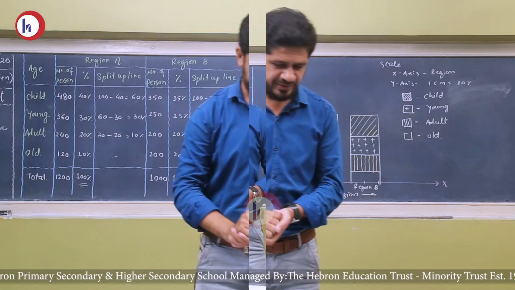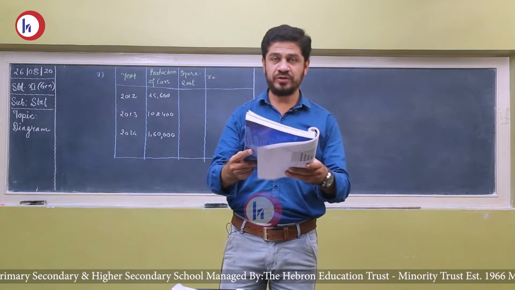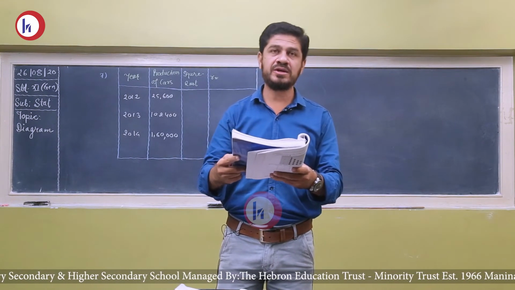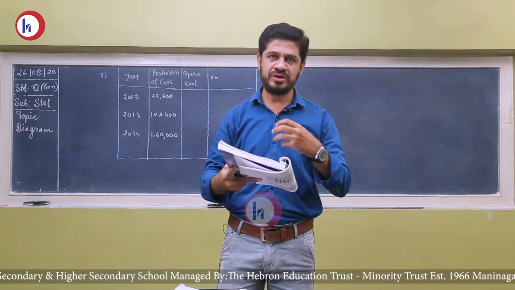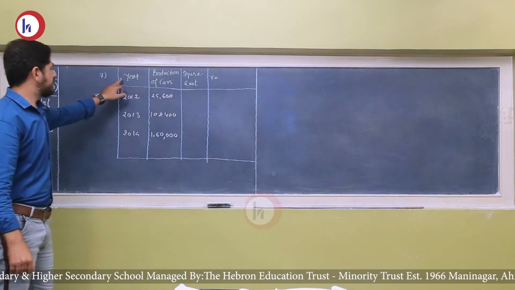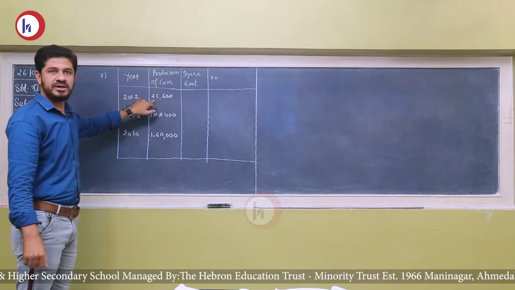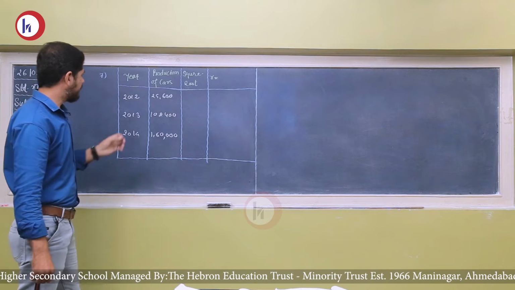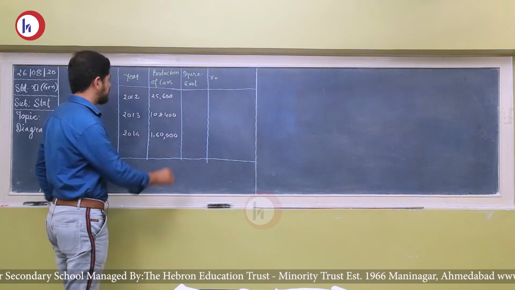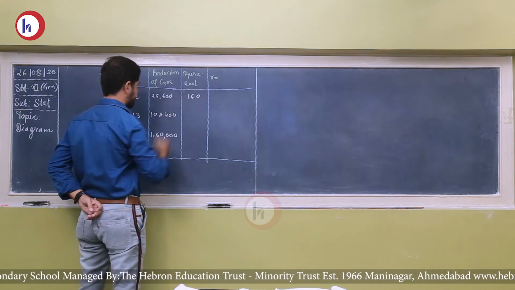Let's come to the second one. Question number 7. A car production company has produced the following number of cars during 3 years. Represent it through a circle diagram. The type of diagram is already given. So we have the data for 3 years, 2012 to 2014, and the production of the cars is also given. Now find the square root of all these values. So the square root of 25,600 is 160.